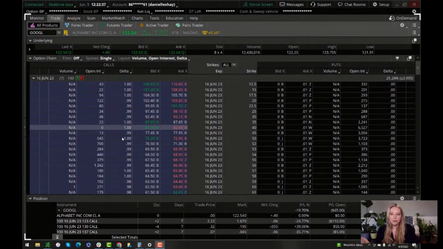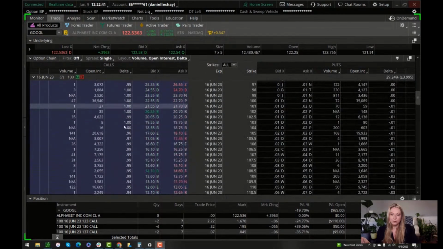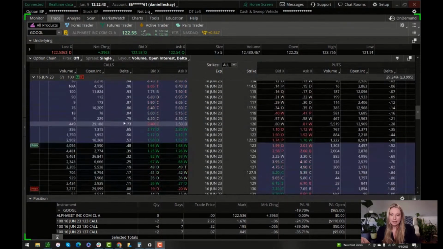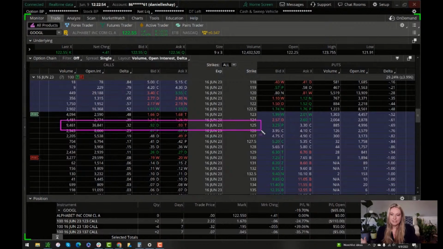And so when you come down to your options chain, you can say, all right, well, let's say that we're just going for a normal move. I just want to trade it into 125. You can see that there is a lot of open interest here at 125. Okay.